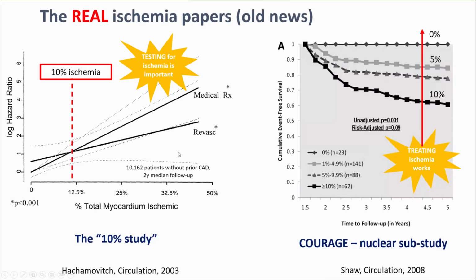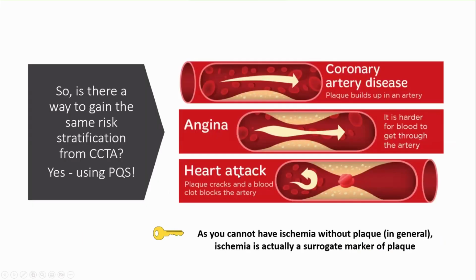But ischemia is well liked, and that's because we feel that it is able to risk stratify our patients and give some prognostic value. So is there anything that we can get from the CT that will do the same? And the answer is yes. And this comes down to the fact that you cannot have ischemia without plaque. Ischemia is actually a surrogate marker of plaque.